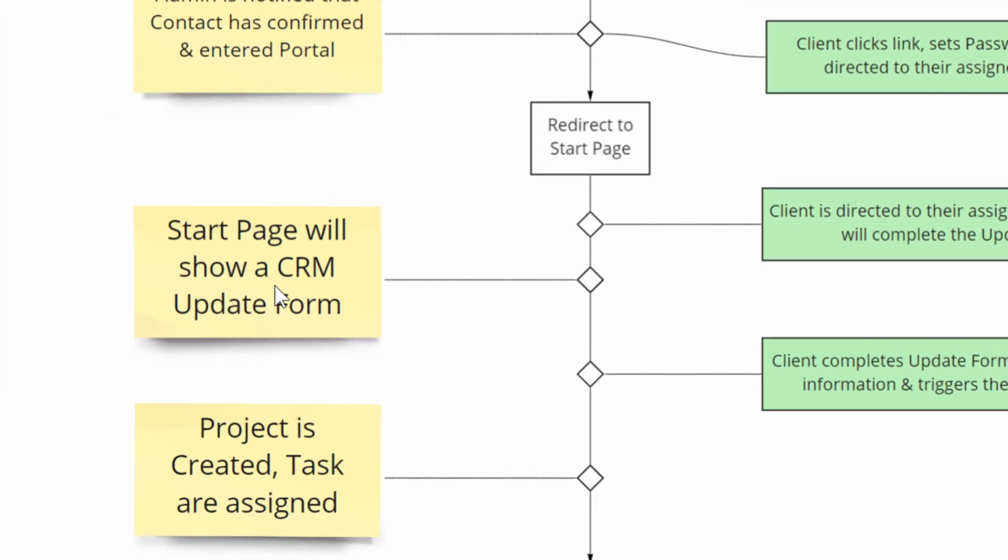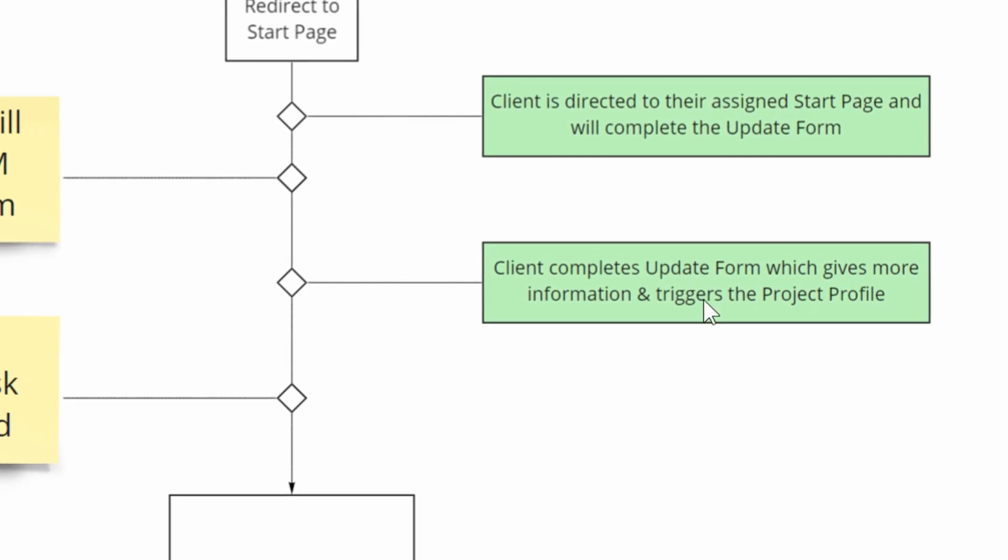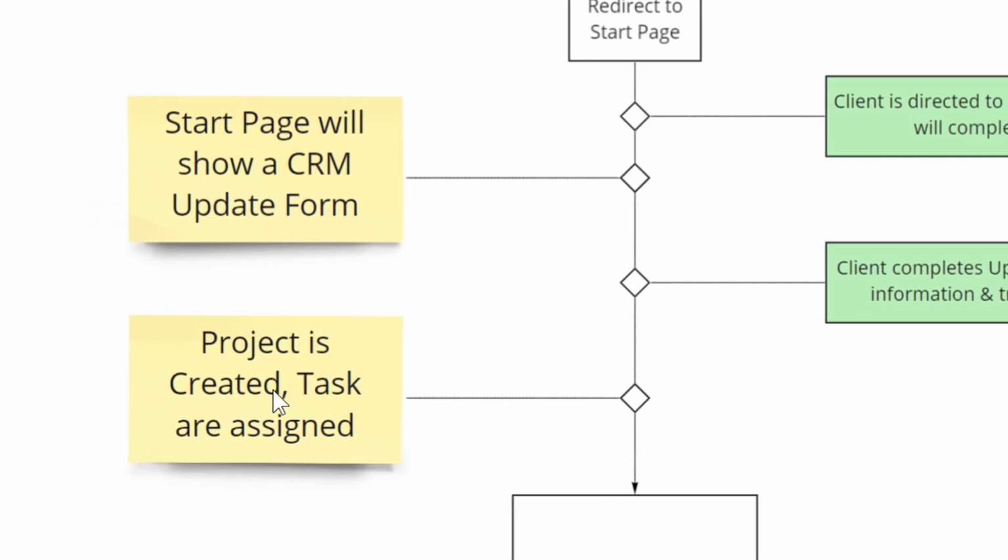On their start page, we're going to show what's called a CRM update form. That form will allow us to collect more information, and then we can use that form to trigger the project profile that we just built, and that will mean that the project will be created and any tasks that are inside that project will be assigned. Those tasks will come from a project template. We haven't done that part yet, but that's easy to add in after this automation is built.